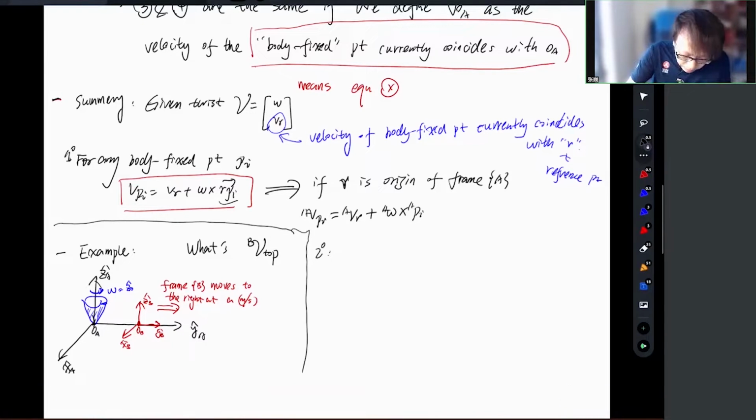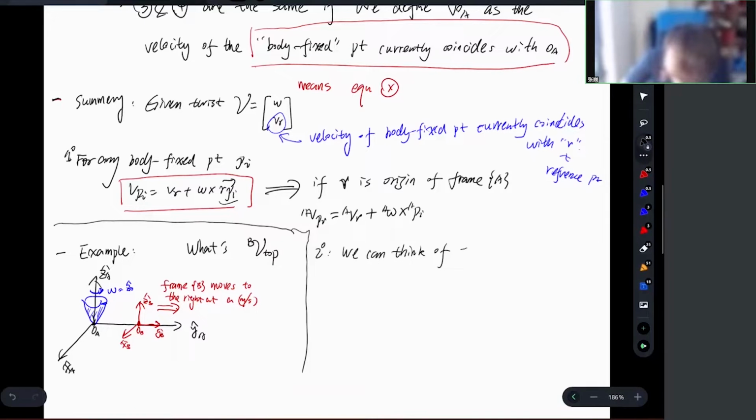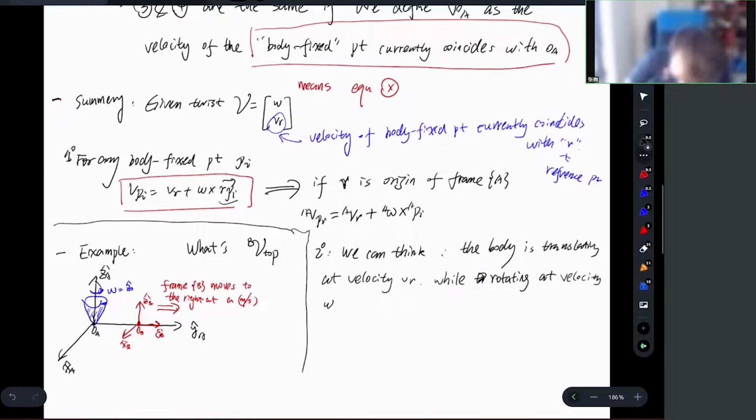And not only that, another thing is that, given this summary, let's say this is 1, another one is 2. Because of this, we can view the body as translating at linear velocity VR while rotating at velocity omega about an axis passing through the R.